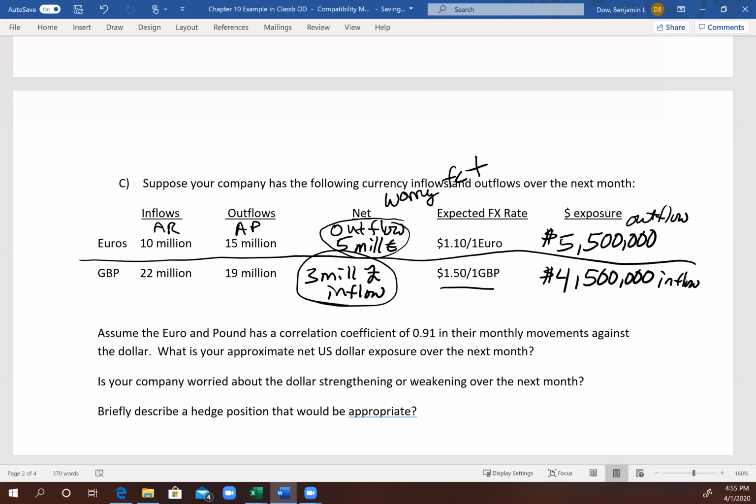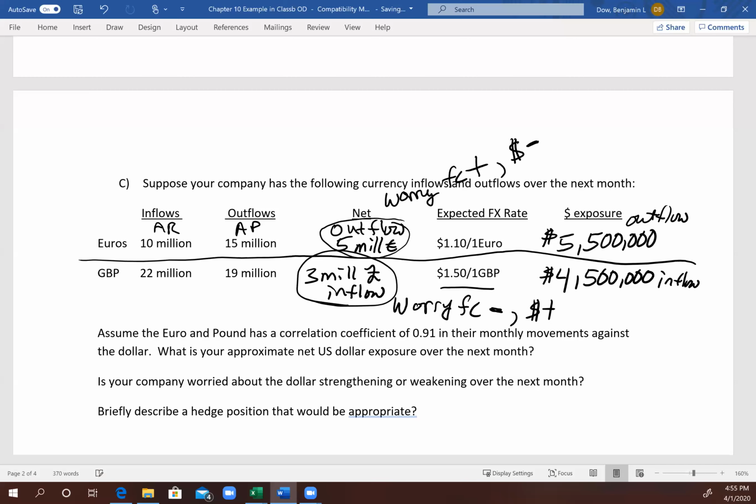But when we look at our pound transactions, we're worried about what? Well, we actually have more pounds coming in than we have to pay. So we'll be having 3 million pounds of inflows extra next month. In this case, we worry about the foreign currency weakening. Okay. Now, if we're worried about the foreign currency strengthening, that means we're worried about the dollar weakening up here, and we're worried about the dollar strengthening down here.